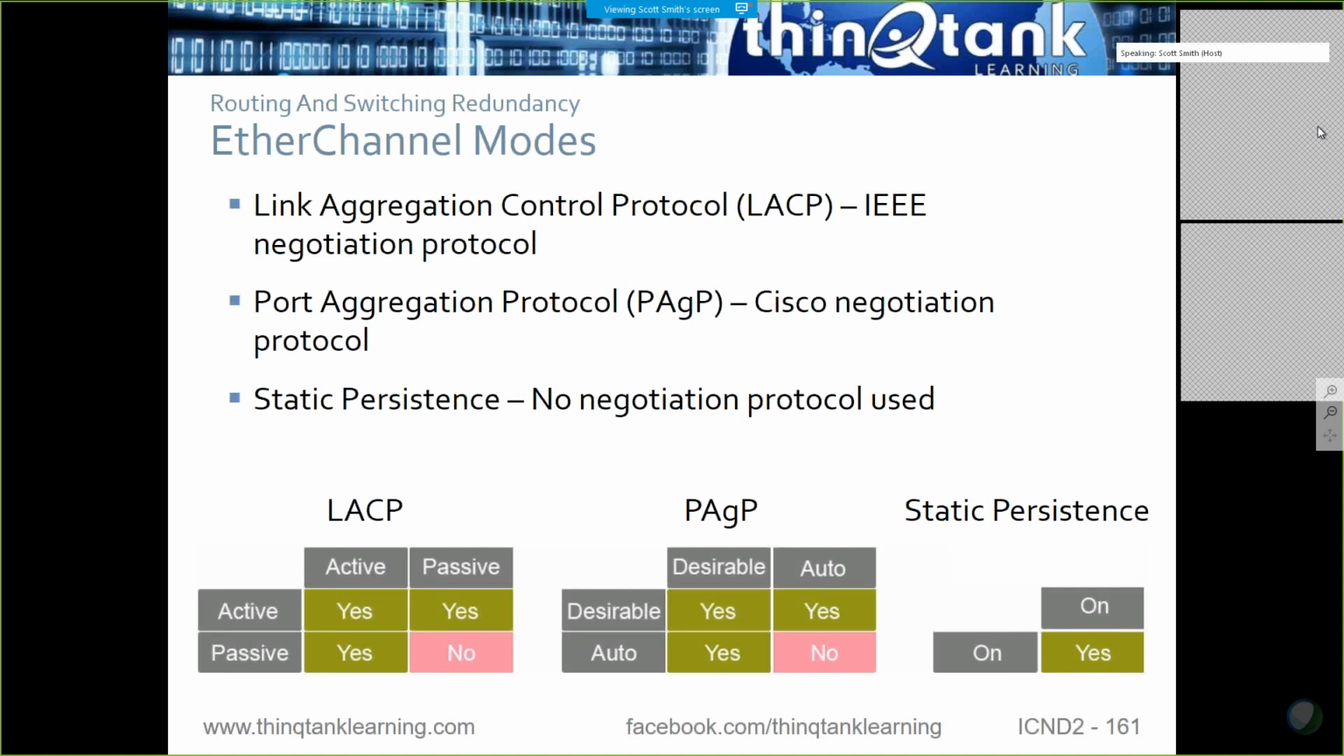PAgP is exactly the same way. The only difference is the modes are called desirable and auto. Desirable is an active mode. Auto is a passive mode.